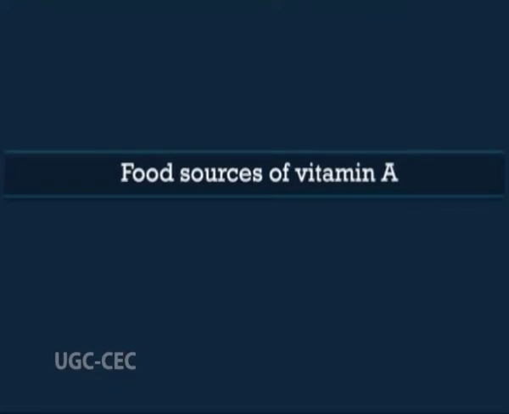We'll see the food sources of vitamin A. Vitamin A is present in animal foods only. Liver is the richest source of vitamin A. Other sources include butter, ghee, milk, curds, and egg yolk. Refined oils and vanaspati ghee are good sources of vitamin A.